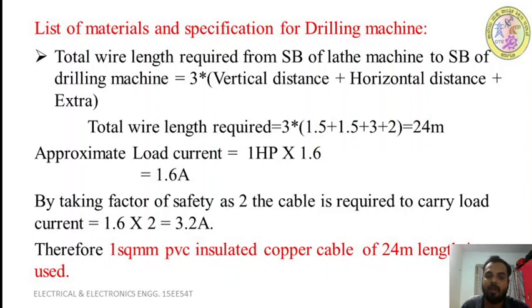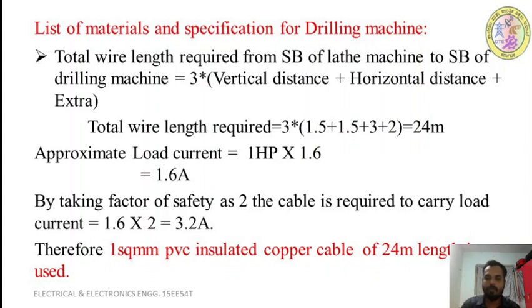What is the approximate load current of the drilling machine? The HP of the drilling machine is 1 HP, multiplied by the multiplication factor 1.6, which gives 1.6 ampere approximate load current. Then, taking the factor of safety as 2, the cable required to carry the load current is 1.6 into 2, that is 3.2 ampere. Looking at the cable size table, to carry the current of 3.2 ampere we require only 1 square mm. Therefore, 1 square mm PVC insulated copper cable of 24 meter length is used.